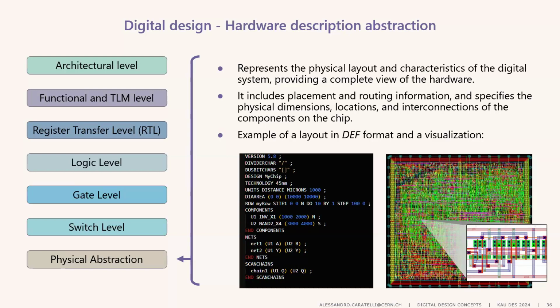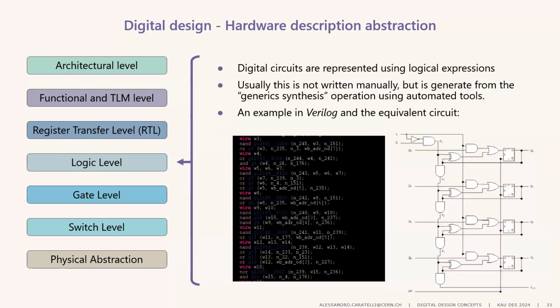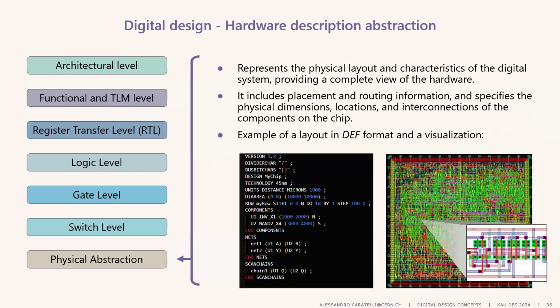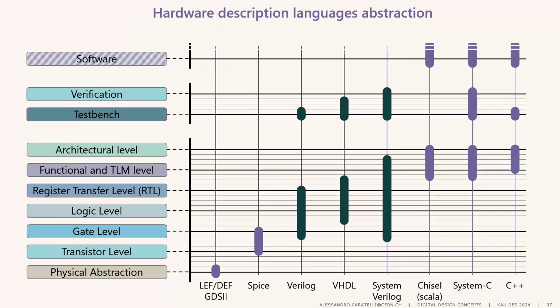It includes all the placement of the cells, the routing information, the metals that connect the cells between each other, and so on. And here we have an example in the DEF format. It's a format to describe the physical abstraction of the circuit. And here you have an example of a visualization of this. So basically, at these different levels, we represented the same simple counter at a different level of abstraction.